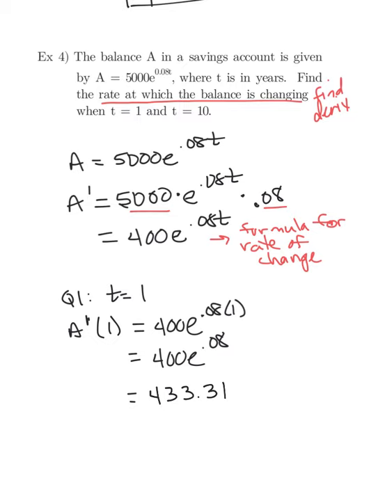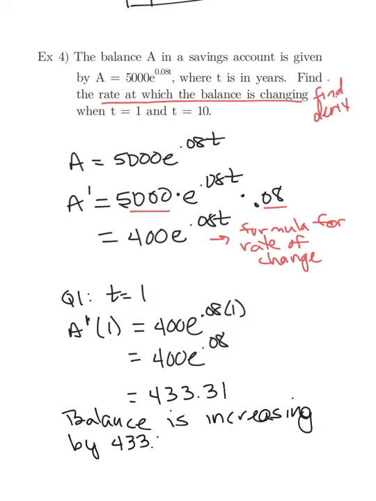It does not ask for this, but let's review what this means. This is not how much is in the account. This is how the account is changing. So the balance is, because this was positive, it's increasing by $433.31 from year 1, which is what we put in, to the next year, year 2.